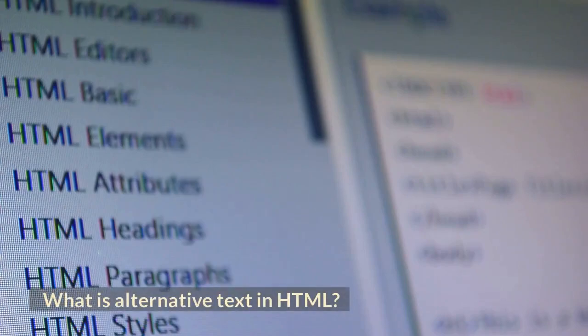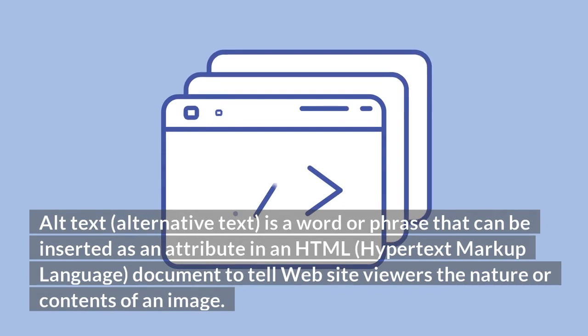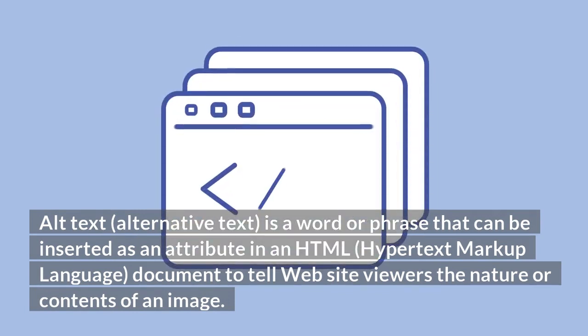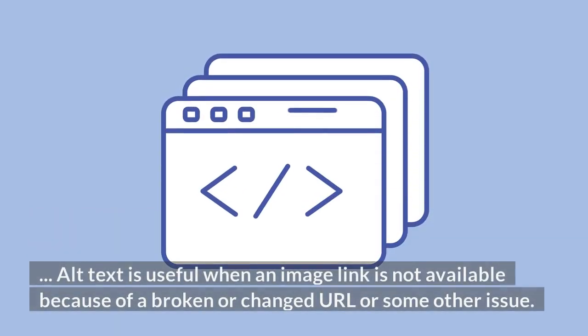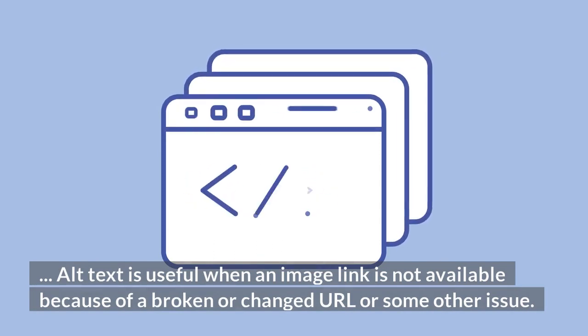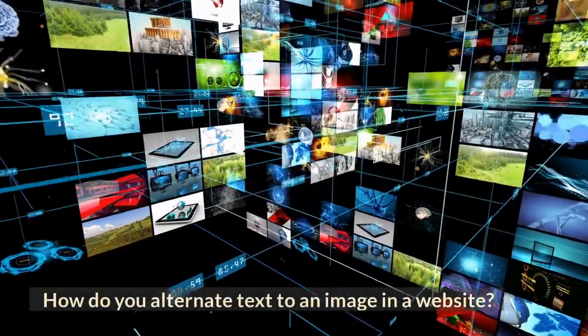What is alternative text in HTML? Alt text, alternative text, is a word or phrase that can be inserted as an attribute in an HTML, hypertext markup language, document to tell website viewers the nature or contents of an image. Alt text is useful when an image link is not available because of a broken or changed URL or some other issue.